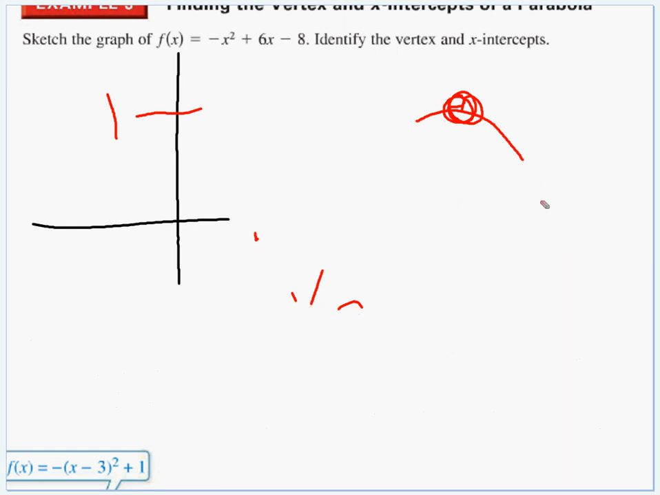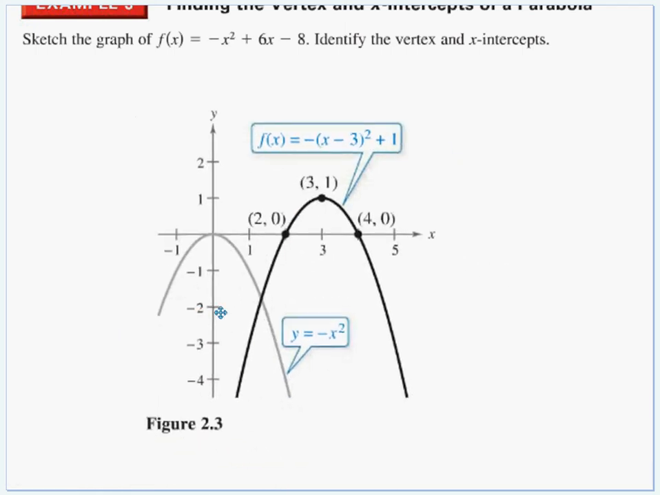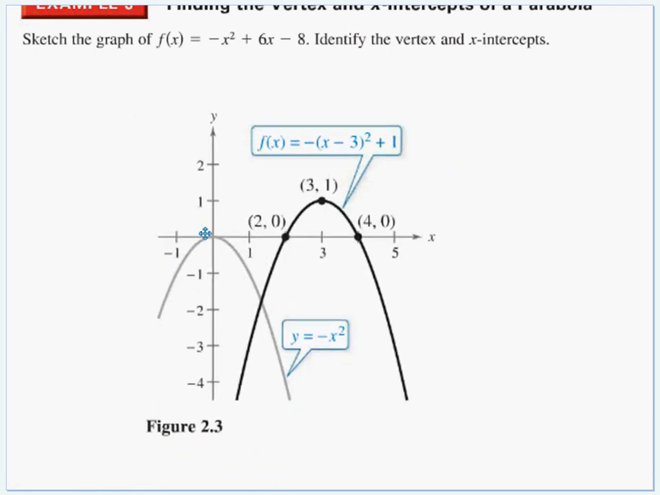And now I'll pull up the book graph. I'm sure it's better than mine. There we go. Here they drew in the original -x squared graph, and then it's going to be negative that same graph, but now it's shifted to the right 3 and up 1. So the original origin went over 3, up 1. And these points also did the same thing.